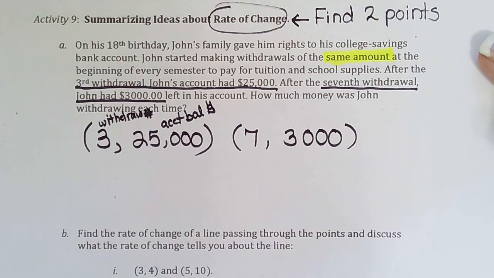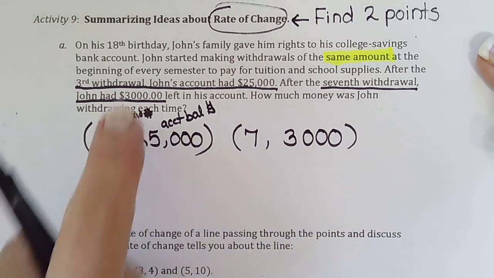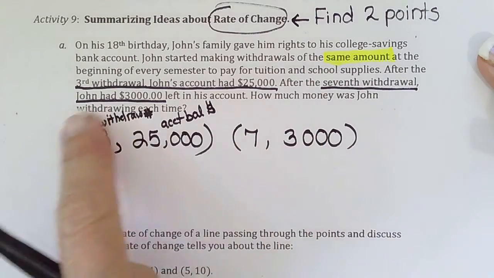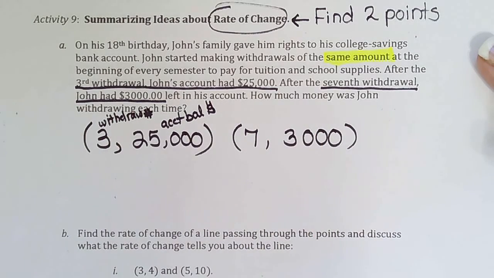And since he's withdrawing, I want you to start thinking about these things. Do you think the rate of change is going to be positive or negative? Negative, right? Withdrawal means his account's going down, as you can see that it is. So in my head, I'm thinking, when I go to do the slope or rate of change, I better make sure it's negative. It should be. So how much was John withdrawing each time? Isn't that called the rate of change? What is the amount of each withdrawal? How fast is his account changing?